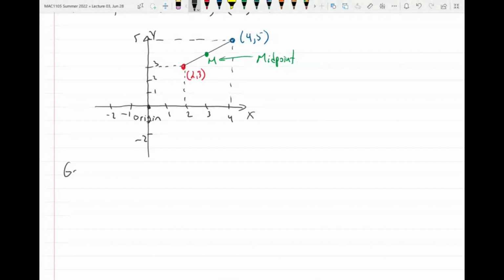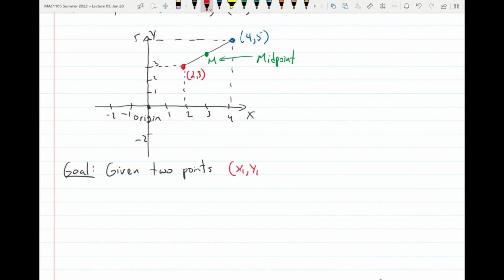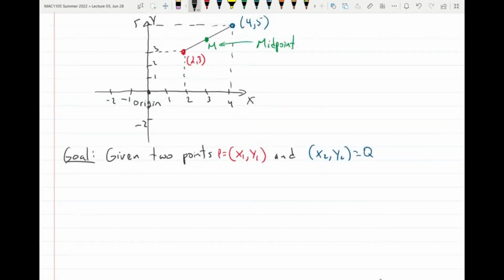So the goal here, given 2 points, I'm going to do it in general. Given 2 points, let's say x1, y1, and x2, y2. These are 2 arbitrary points in the plane. If you want, we can call this one P, and we can call this one Q. Given 2 points P and Q, what is the midpoint of the line segment connecting the two?